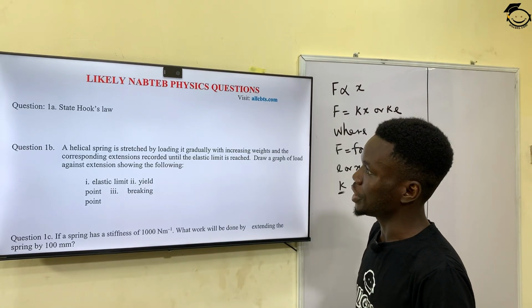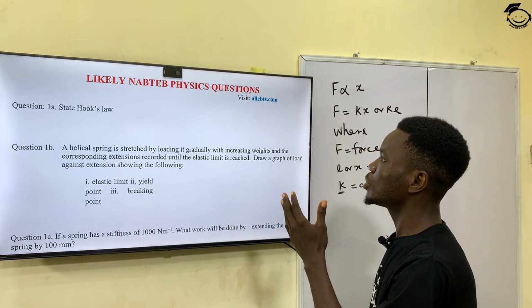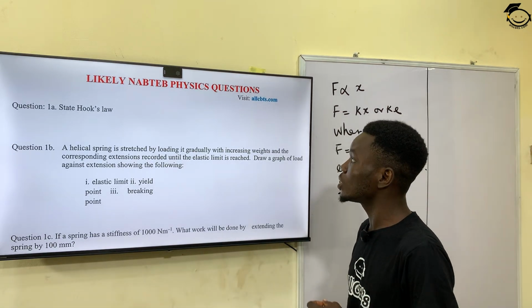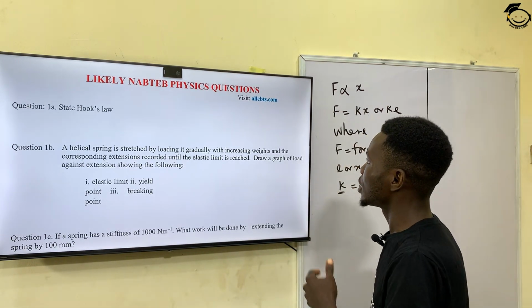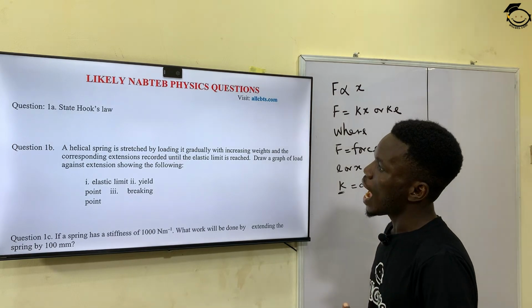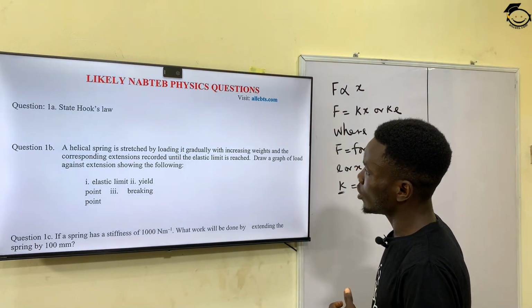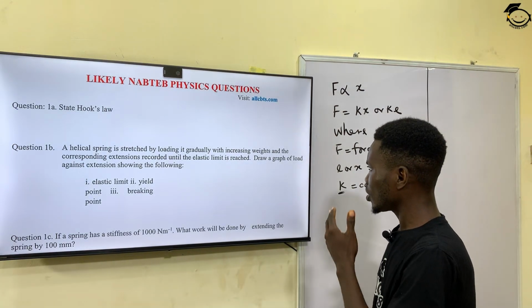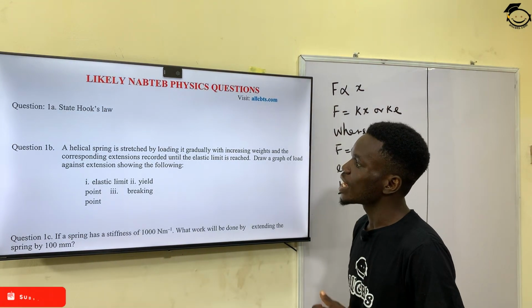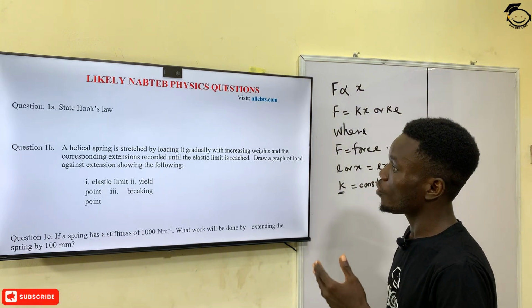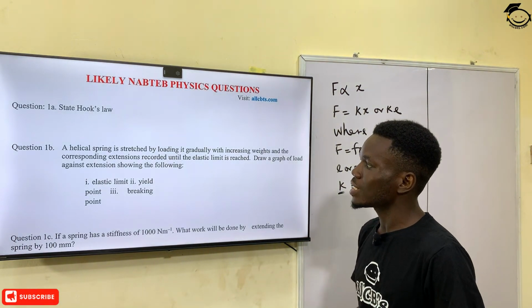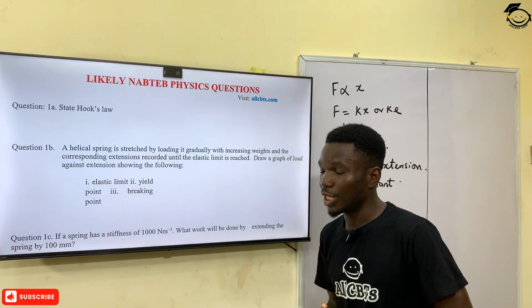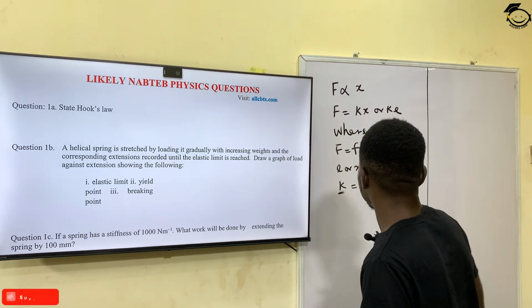Question number 1b, which says a helical spring is stretched by loading it gradually with increasing weight, and the corresponding extension recorded until the elastic limit is reached. Draw a graph of load against extension showing the following. Number 1, elastic limit. Number 2, yield point. And number 3, breaking point.